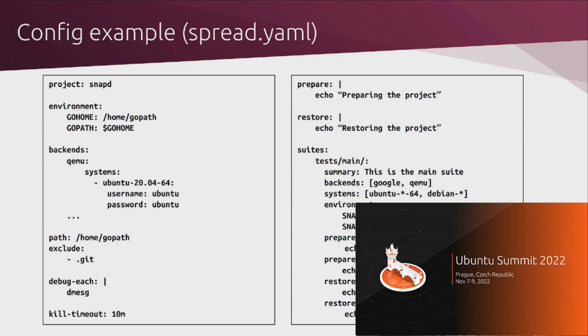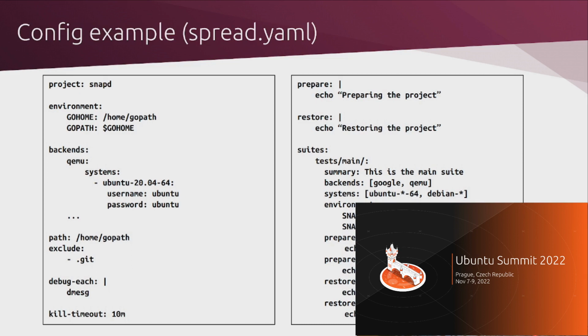Then there is the debug section. The debug-each means that if any test in your project fails, the message will be executed and you will get that information in the log. So it's a very useful thing as well. Then you have a kill timeout. So if a test takes more than 10 minutes, it is killed and the next one continues.